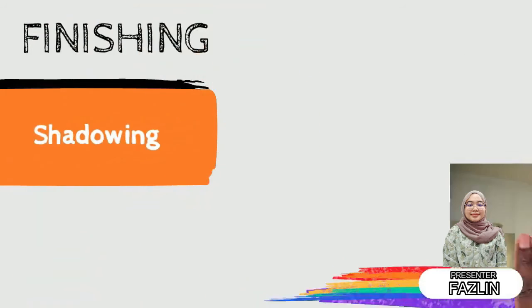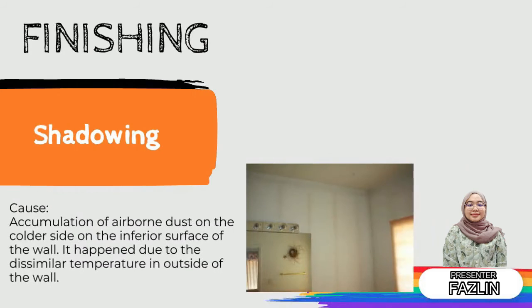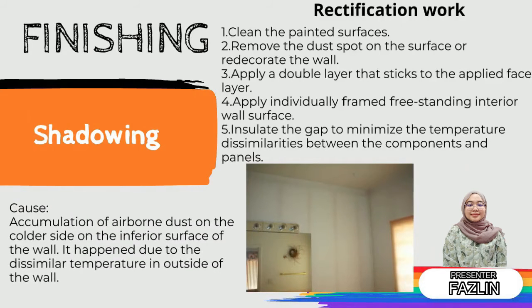The last defect, of finishing, is shadowing. The reason for this defect is the accumulation of airborne dust on the colder side on the interior surface of the wall. It happens due to the dissimilar temperature on the outside of the wall.